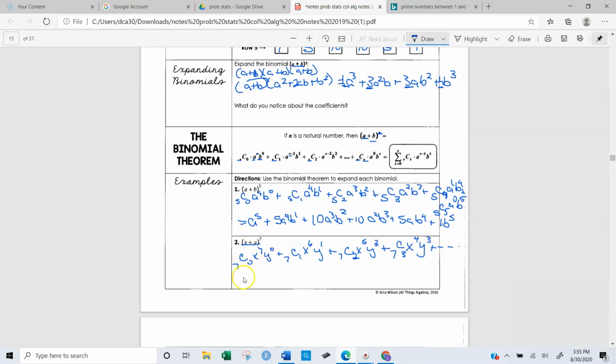So now you type that into your calculator. 7 choose 0 should have been 1. So we just have x to the 7th here. Plus 7 choose 1 is 7, x to the 6th y. Plus 7 choose 2 is 21, x to the 5th y squared. Plus 7 choose 3 is 35, x to the 4th y cubed. And then we can go all the way down till we have no x's left.